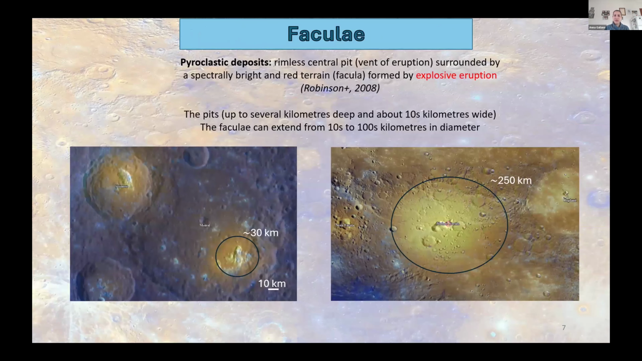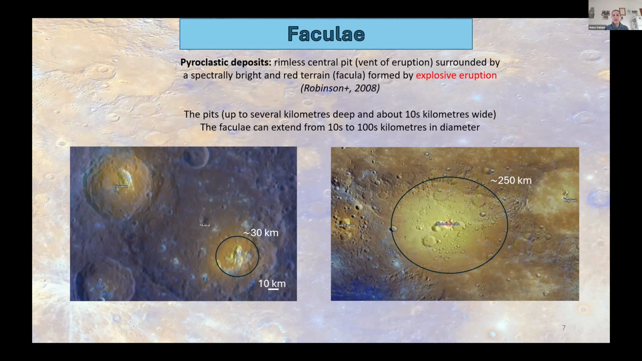Let's start with the faculae. As said before, the pyroclastic deposits are characterized by a rimless central pit, that is the vent of eruption that you can observe here in this image. They are surrounded by spectrally bright and red terrains that we call facula. The pits are formed by explosive eruption.